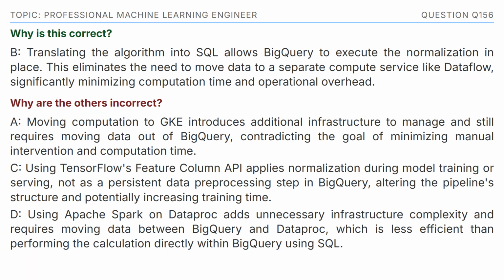Translating the algorithm into SQL allows BigQuery to execute the normalization in place. This eliminates the need to move data to a separate compute service like Dataflow, significantly minimizing computation time and operational overhead. Why are the others incorrect?